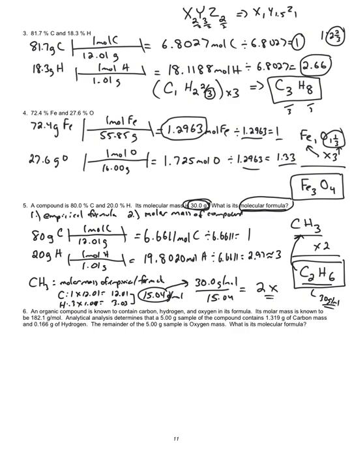So once we figure out the empirical formula, we find its mass. We then divide the molar mass given in the problem by the mass of the empirical formula. If it matches, the empirical formula is the molecular formula. If it doesn't match, you should get a whole number multiplier, which we then multiply by to get the true molecular formula. All right?